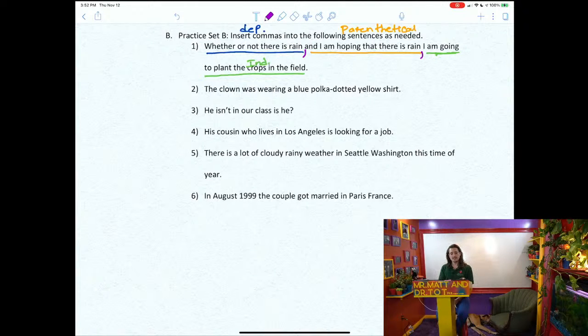Now, would it make sense to switch these adjectives around? Remember that the rule governing double adjective modification is that if you can switch the adjectives around, you do use commas. If you cannot switch the adjectives around, or in other words, it would not make sense to switch them around, then you do not use commas. So here, would it make sense to say that the clown was wearing a polka-dotted blue-yellow shirt? That's mixing up all the colors and it's making it very confusing.